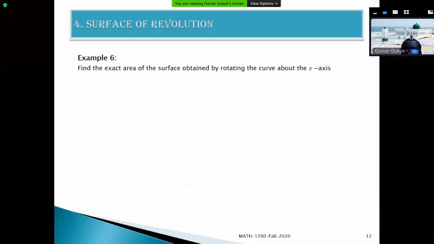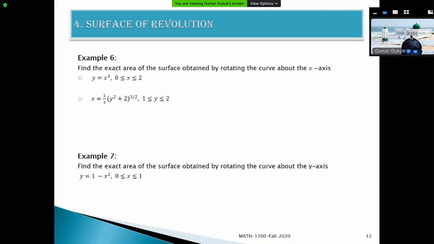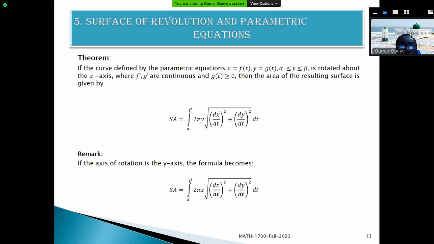All right, so next we'll see the same problem when we rotate, in this case, a parametric curve. Suppose we have a parametric curve given by these two equations, x equal to f of t and y equal to g of t. We only rotate the portion of the curve when t is between alpha and beta. When you rotate it about the x-axis, we just use exactly the previous formula. It's going to be 2 pi y, because the axis of rotation is the x-axis.